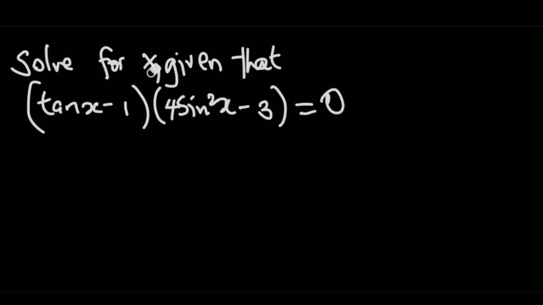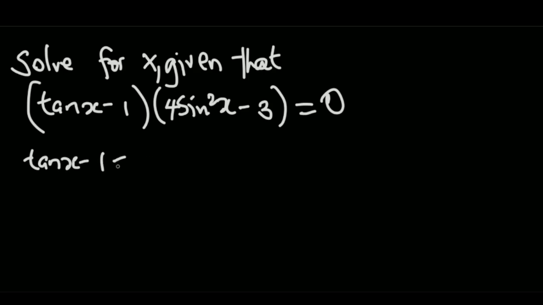Solve for x given that (tan x minus 1) multiplying with (4 sine squared x minus 3) is equal to 0. Alright, so let's get started. As you can see, since you have a product of this first part with that second part giving us a 0, it means that either the first part is 0 or the second part is 0.